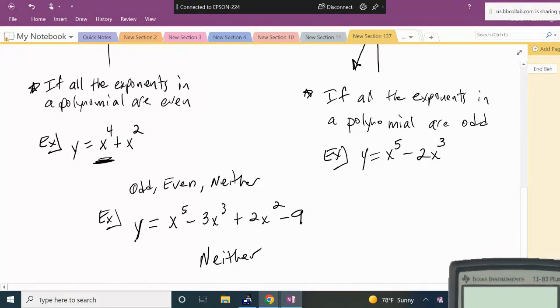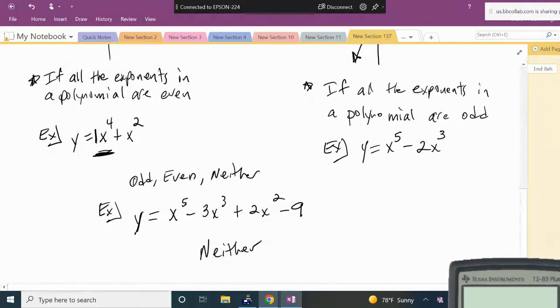So for x to the 4 plus x squared, the dominating term is x to the 4. The dominating term has a leading coefficient. All right, so that leading coefficient is an understood 1, right, positive 1. If we look at this example, y is equal to x to the 5th minus 2x cubed, the dominating term is x to the 5th, and its leading coefficient is positive 1.